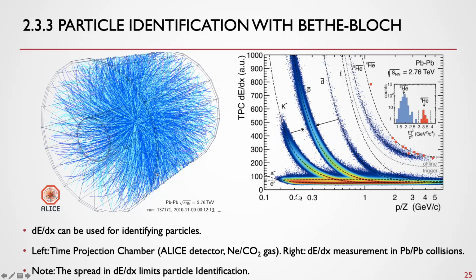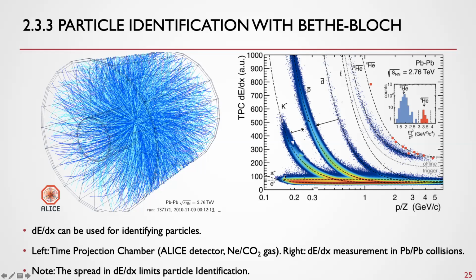Why can you do that? Because you can measure the momentum from the curvature of that track. You know the momentum, and you know the energy loss. And if you know both, you can make a two-dimensional map. And because the beta gamma factor that enters the energy loss is different, the different particles populate different branches here. So we have electrons and pions here.